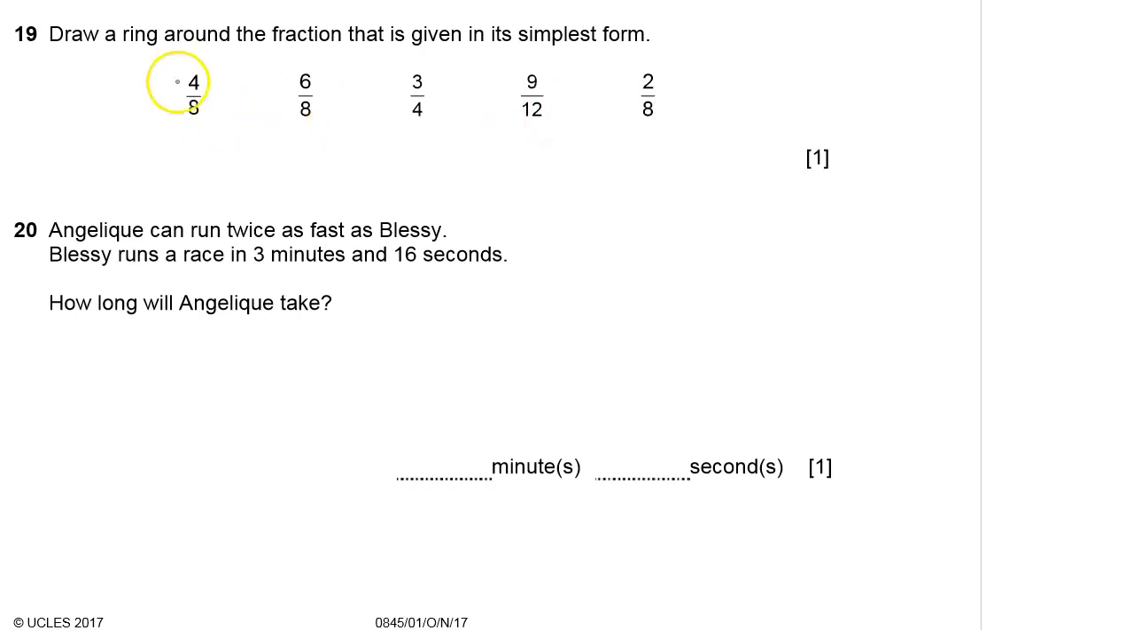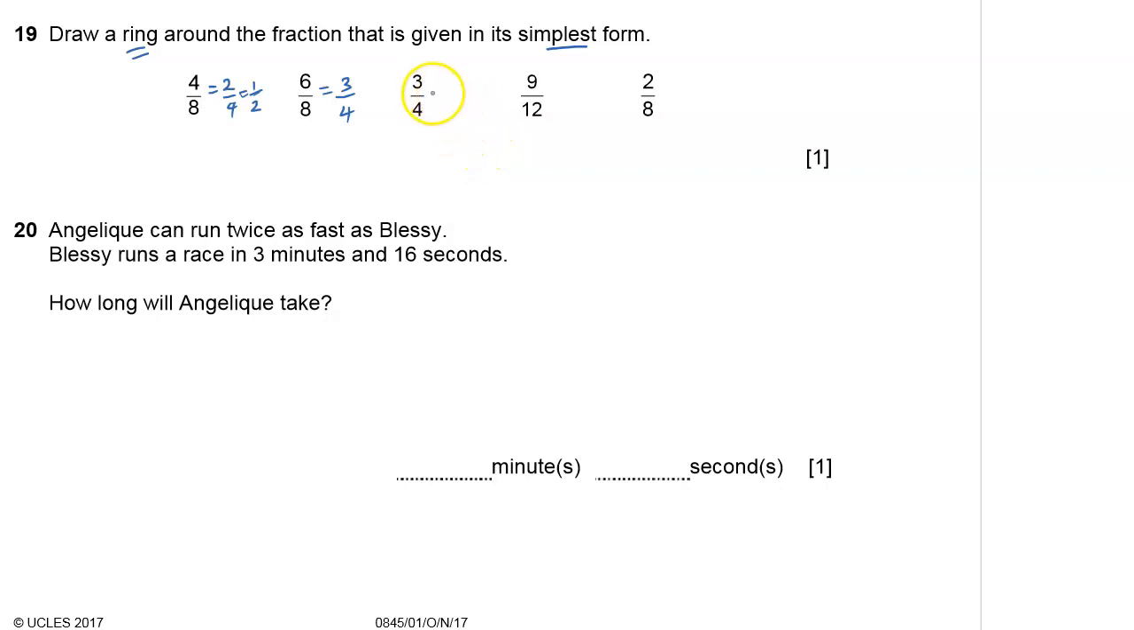Question number 19. Draw a ring around the fraction that is given in its simplest form, a fraction that you cannot simplify any further. Can you simplify 4 over 8? Yes, you can divide by 2 to get 2 over 4, and divide again by 2 to get 1 over 2. What about 6 over 8? Yes, you can divide 6 by 2 to get 3, and 8 by 2 to get 4, giving 3 over 4.